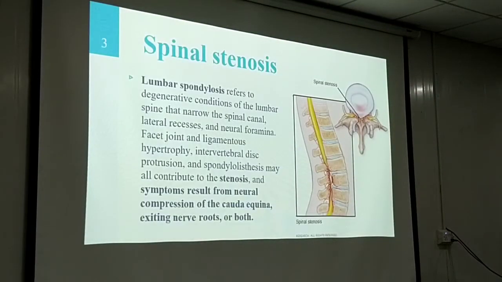Spinal stenosis. Lumbar spinal stenosis refers to degenerative conditions of the lumbar spine. They narrow the spinal canal, lateral recess, and neural foramina. Facet joints and ligaments hypertrophy, intervertebral disc protrusion, and spondylolisthesis may all contribute to the stenosis and symptoms resulting from neural compression of the cauda equina.